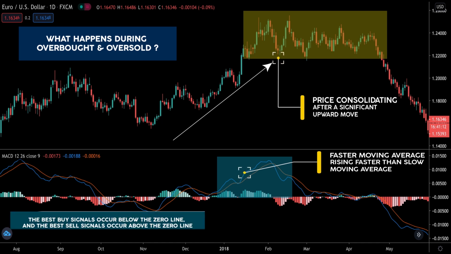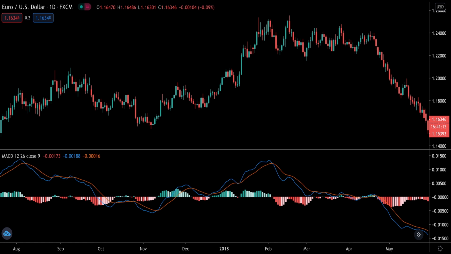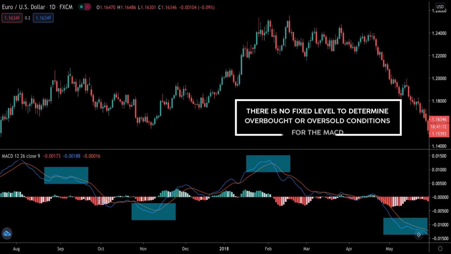Earlier on, I talked about how buy signals occur below the zero line and sell signals occur above the zero line. But I didn't give you the reason. Now that you understand overbought and oversold, it should make sense why this is so, because price is likely to reverse after being overextended.